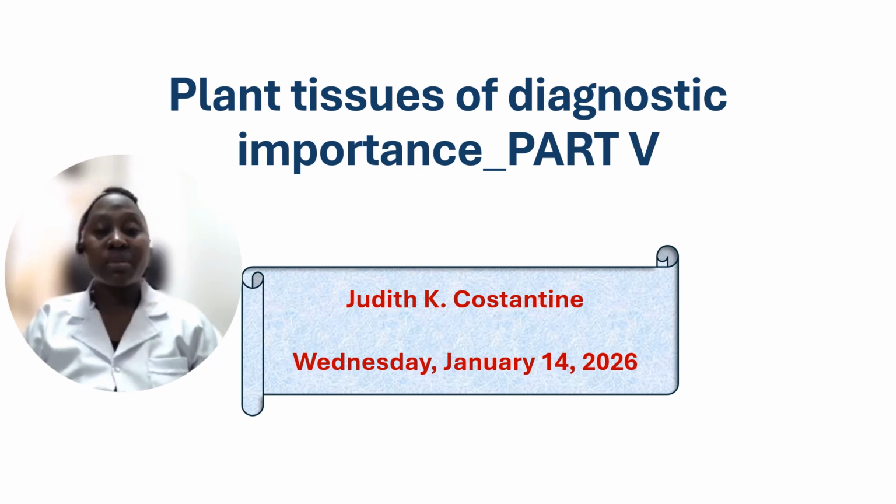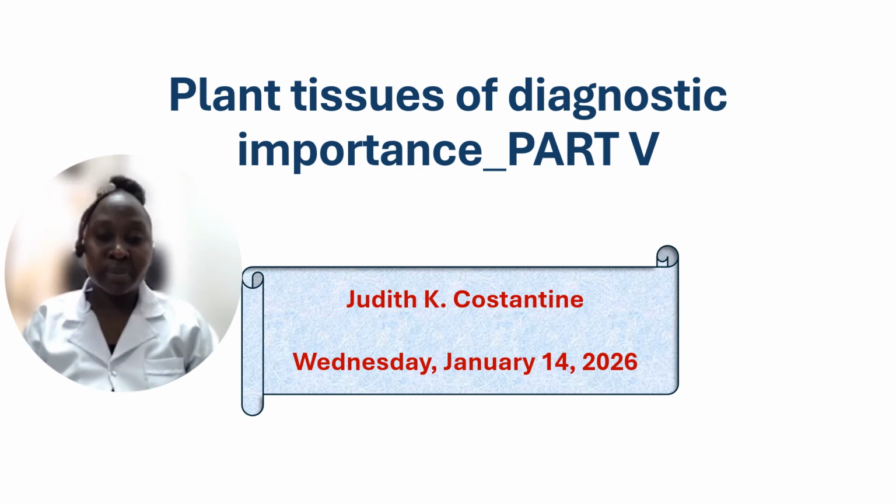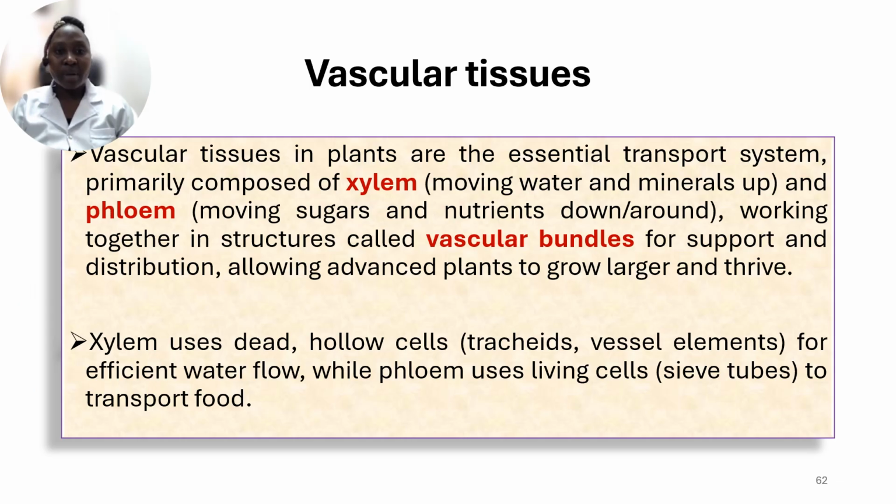And please welcome to part 5 of the plant tissues of diagnostic importance. The vascular tissues in plants are the essential transport system, primarily composed of the xylem, which is responsible for moving water and minerals up, and the phloem, which is responsible for moving sugars and nutrients down and around the plant. They work together in structures called vascular bundles.